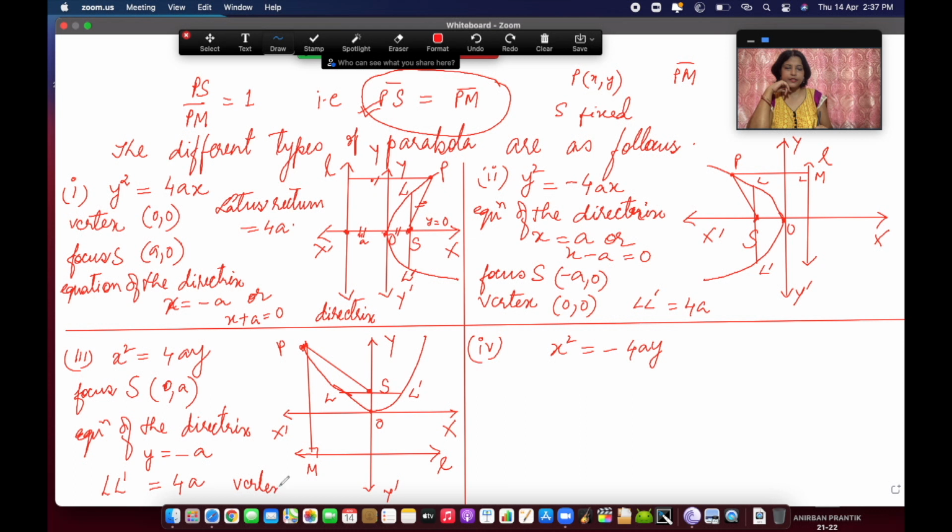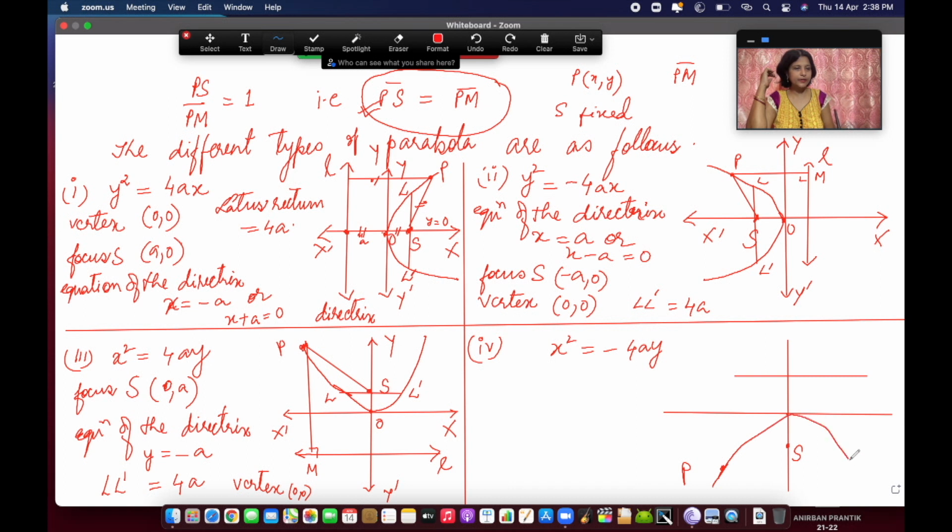Vertex is again the origin here. Now the fourth case, we again need the x and y axis here. We also need a fixed straight line. By this time you know that there has to be a fixed straight line, there has to be a fixed point on the y axis, right? So the point P, suppose here, will traverse this path in this way.